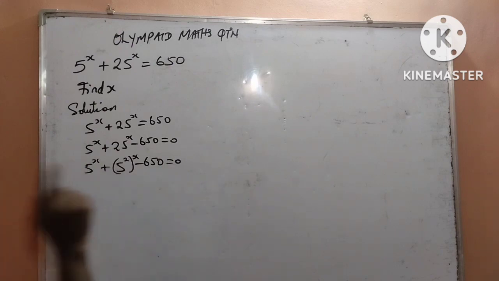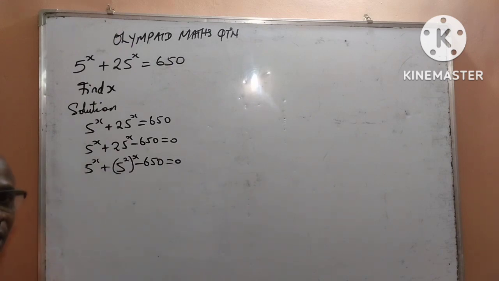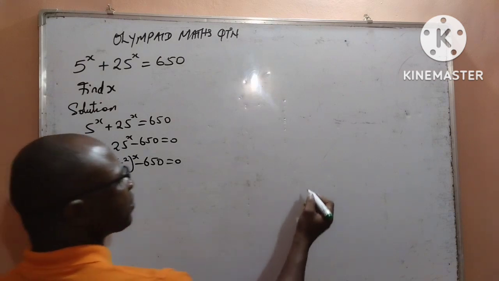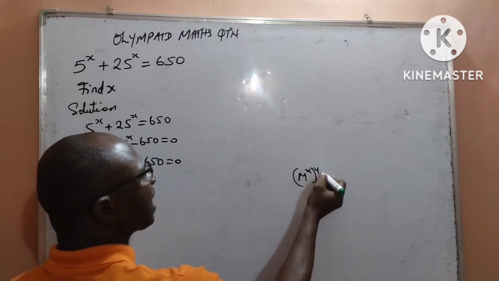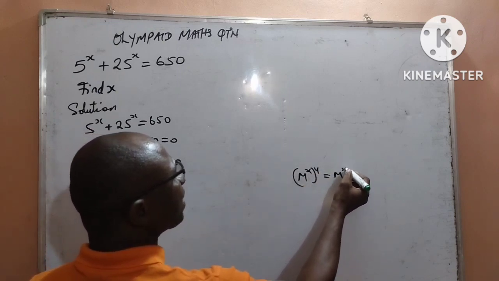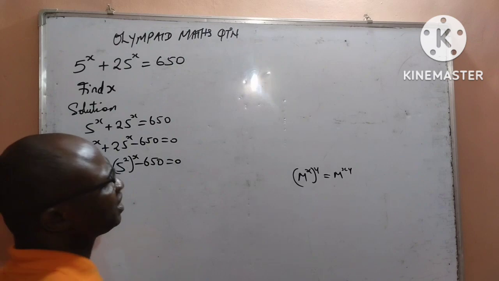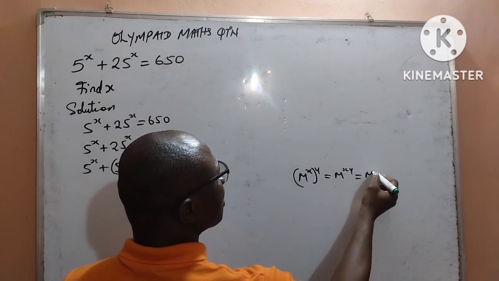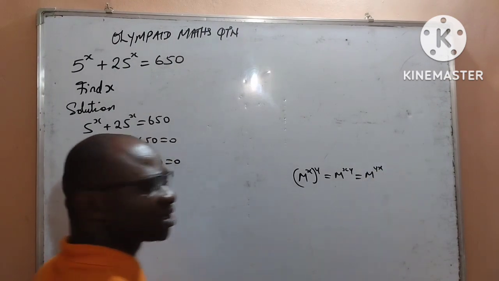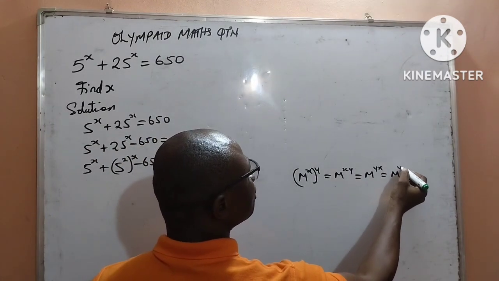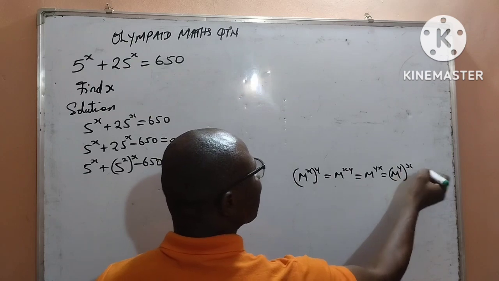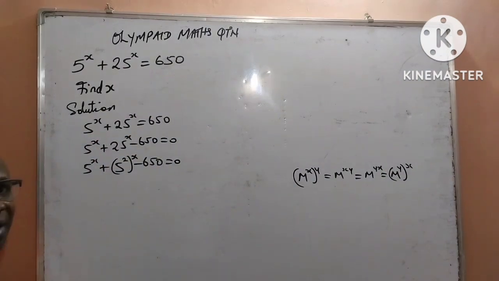Here now, I will apply the product law of indices, where we say that m to the power x, all to the power y, is equal to m to the power of xy. It is the same thing as m to the power of yx, and can also be written as m to the power y, all to the power x. You can interchange the powers because multiplication is commutative.